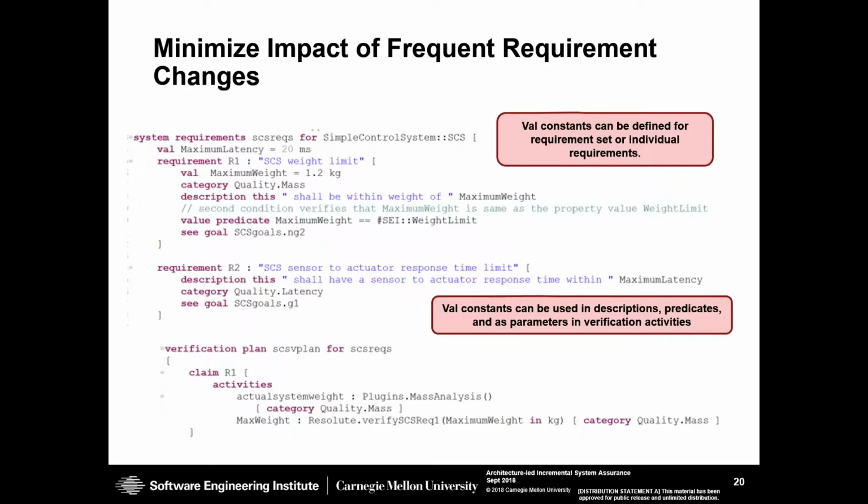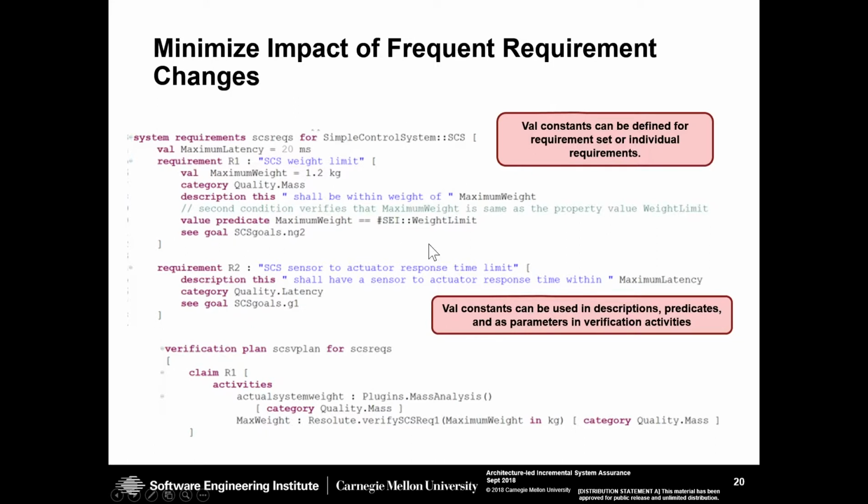Okay, back to this view here. So we have a set of requirements for SCS, which is a system type. I can have some constants defined here, like maximum latency, and then I have a collection of requirements. Each requirement has a name, some textual label for display purposes, to be more descriptive. You can have those constants defined locally to a single requirement or for the whole requirement set. We have category marking, and I'll elaborate on that later.